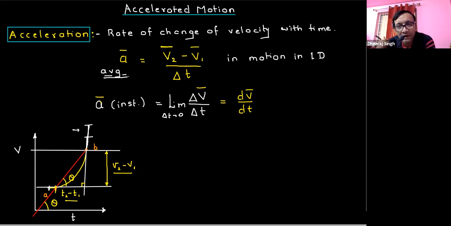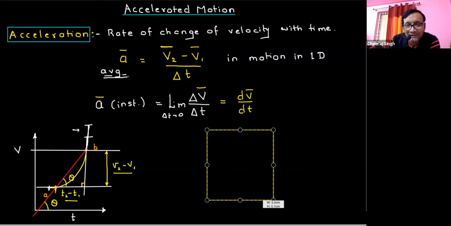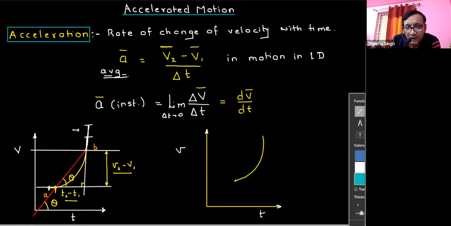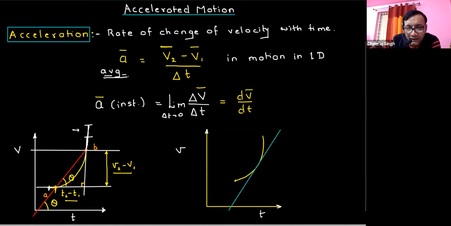What do you think instantaneous acceleration will be graphically, everyone? What will it be? The angle made by the tangent, tan of that angle, right? Correct. So all of you are now experts of the graphs. So this is velocity-time. Suppose it is like this. I want to find the instantaneous acceleration at a point, then I have to draw a tangent and find out what this angle is. Tan of that angle is the acceleration, which is also equal to the derivative of velocity versus time at that point.